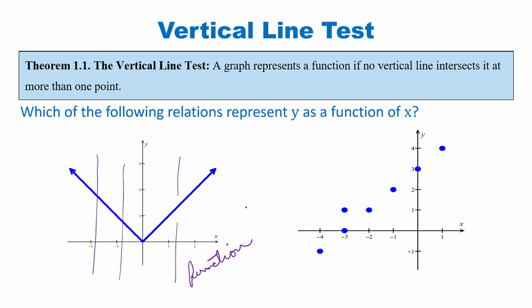Well, this second example looks a little bit different. The first had an infinite number of points in our graph. This has a finite number of points. And in fact, we can draw a vertical line through two of these points. This vertical line right here is going to cross through the points (-3, 0) and (-3, 1). So we're going to say that this is not a function because we have a vertical line that intersects the graph at more than one point. So this is not a function.